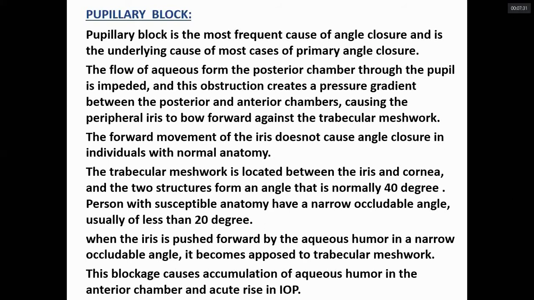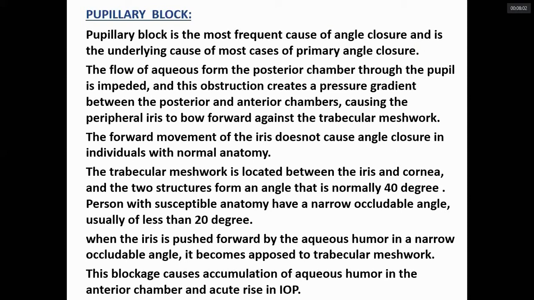Pupillary block is the most frequent cause of angle closure and the underlying cause of most common cases of primary angle closure glaucoma. The flow of the aqueous from the posterior chamber through the pupil is impeded, and this obstruction creates a pressure gradient between the posterior and anterior chamber that causes the peripheral iris to bow forward against the trabecular meshwork.